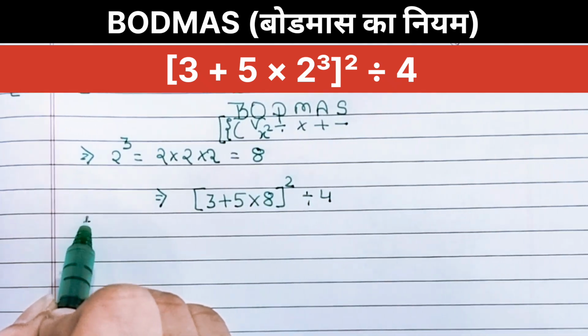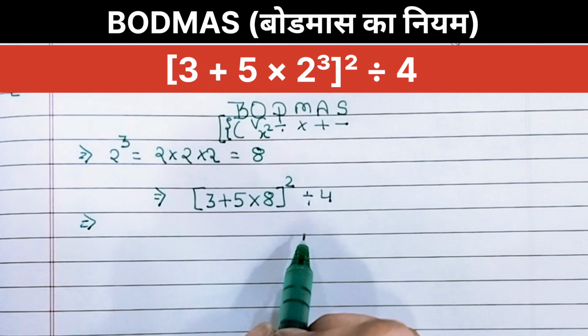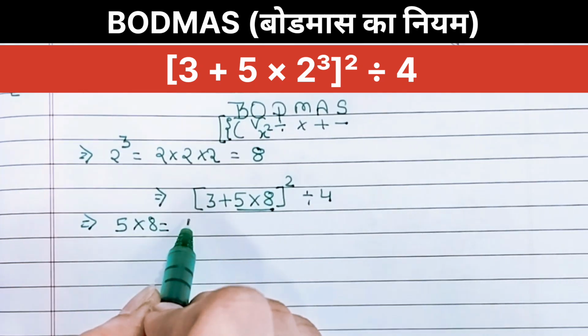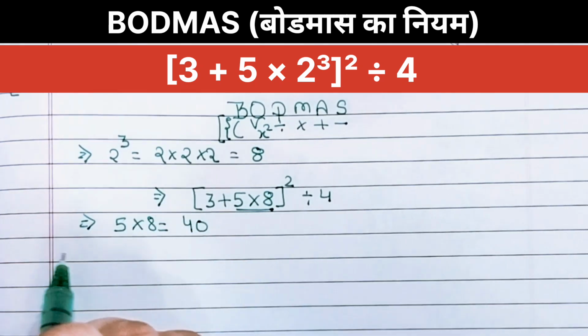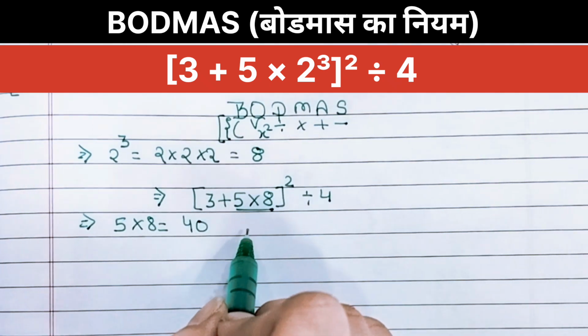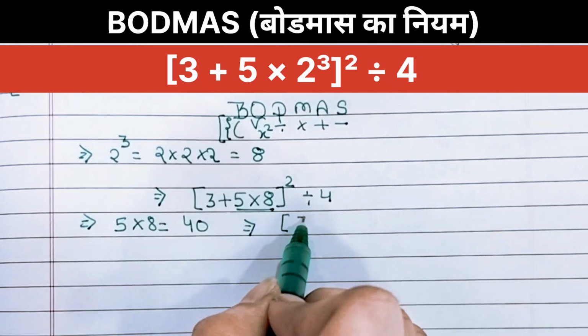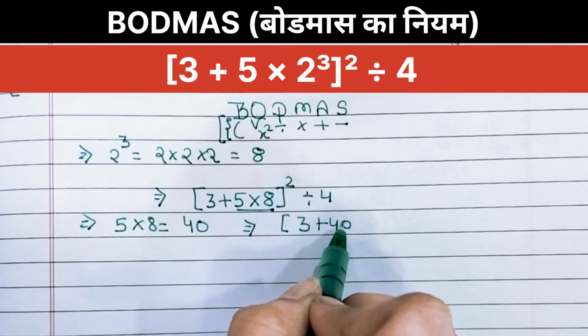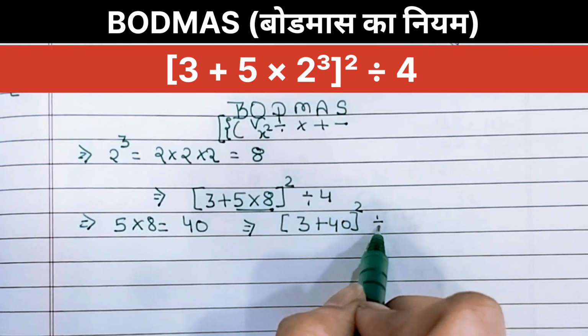Now move to the second step. Multiply inside the bracket. After multiplying, we get 40. According to this step, inside the bracket, multiplication comes before addition. So now the current expression becomes 3 plus 40, all squared, divided by 4.